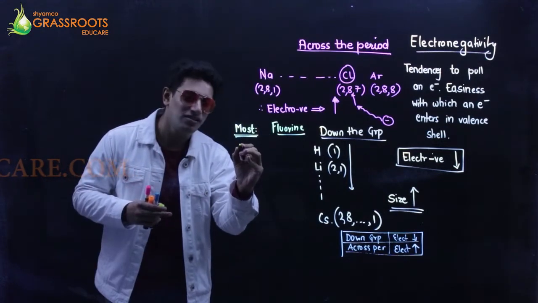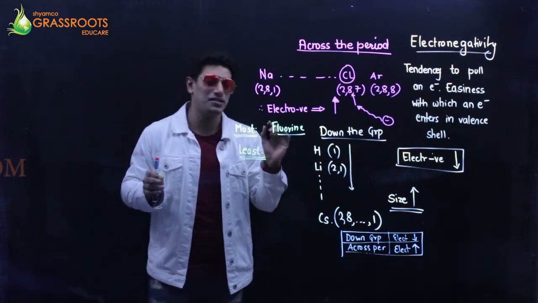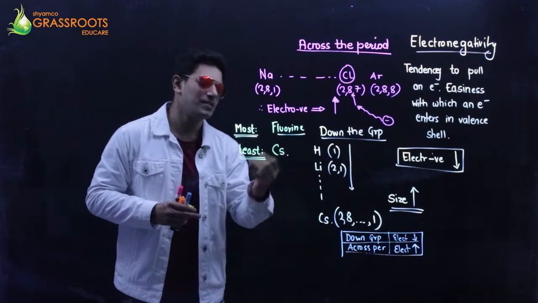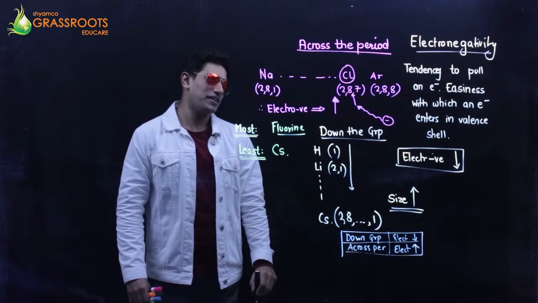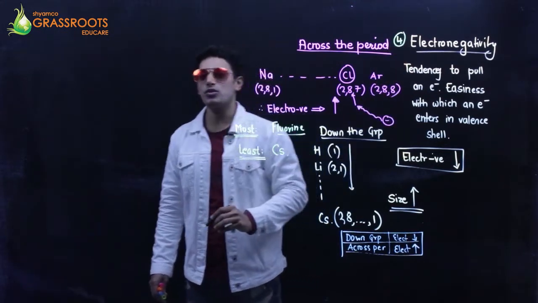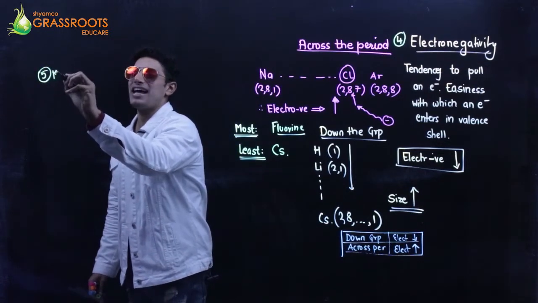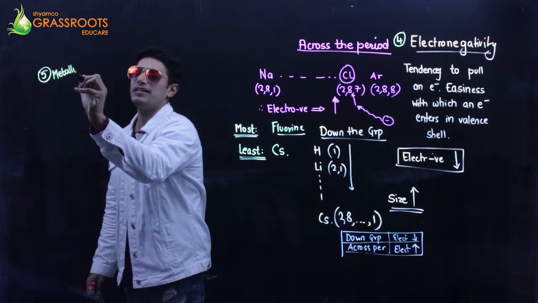Okay, talking about the least electronegative, it is cesium. Fine. So this was about the fourth periodic property. Let's go ahead with the last periodic property, which is metallic and non-metallic nature.